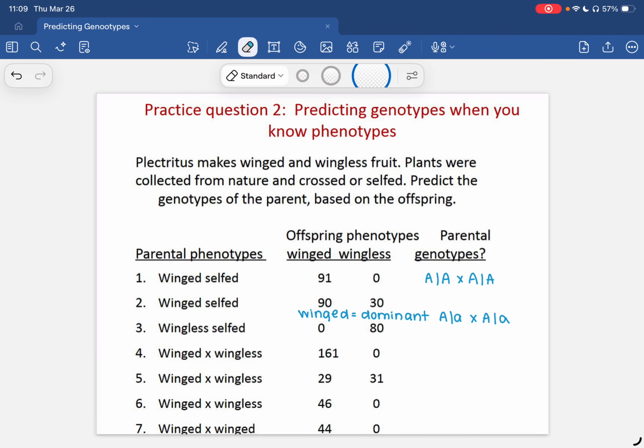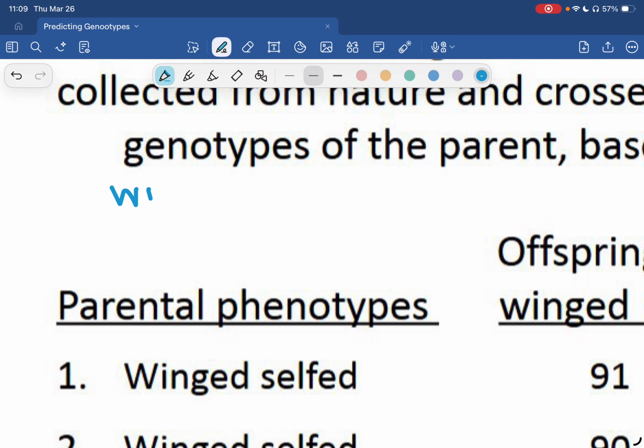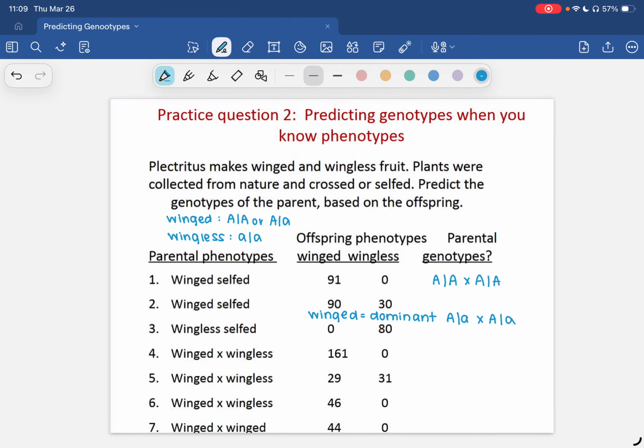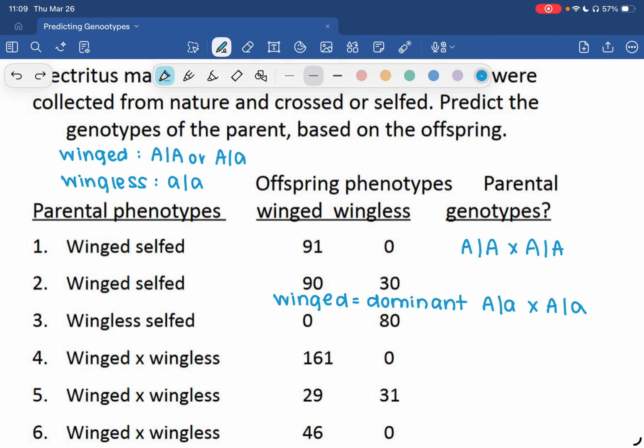Okay, next one, wingless. Actually, really quick, I'm going to make a note that our winged individuals can be homozygous dominant or heterozygous, and our wingless can be homozygous recessive, or little a. That might help in referencing things. So for the wingless individual, we know that it has to be little a, and it's being selfed. So we know that would be little a crossed with another little a.